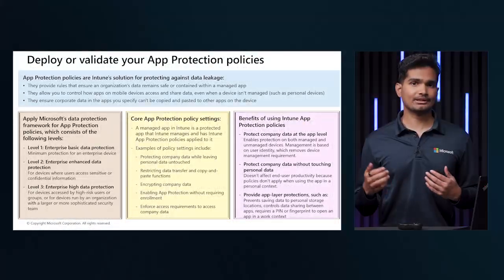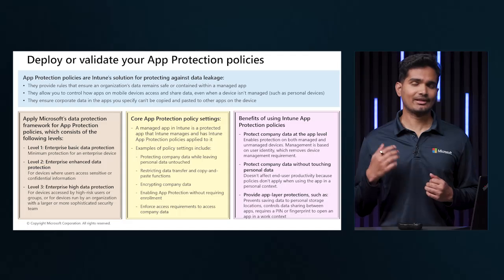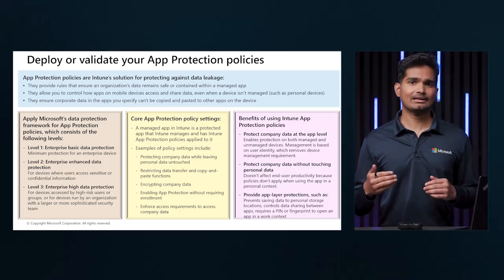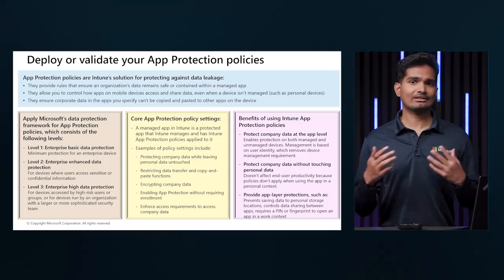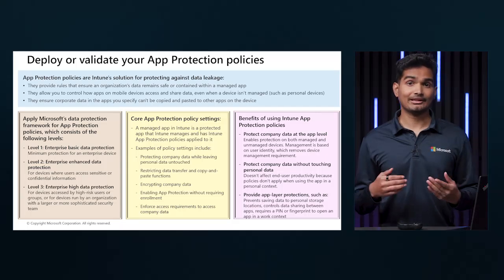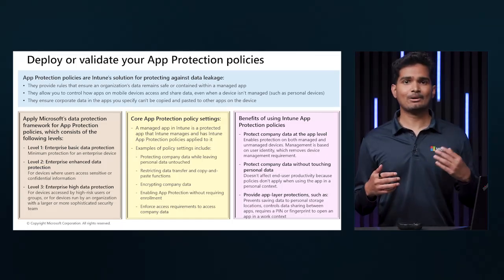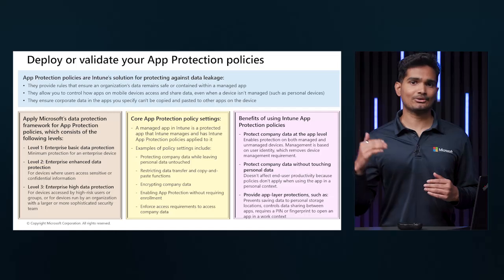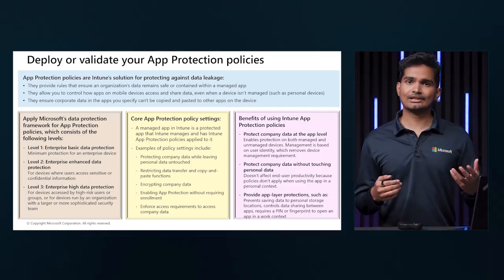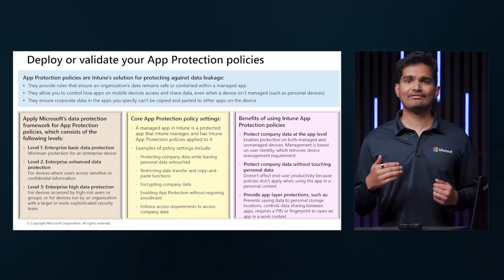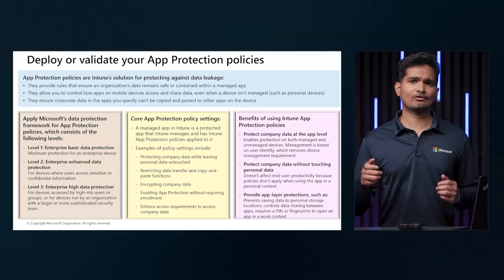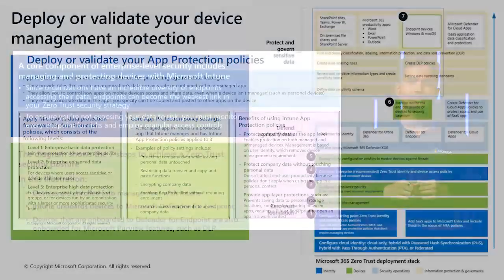Some of the benefits of using Intune app protection policies are that it protects company data at the app level. Protection is applied on user identity, not requiring device management. It protects company data without touching personal data, ensuring end user productivity as policies don't affect personal use. It provides app layer protections, controls data sharing between apps, prevents saving data to personal storage, and requires PIN or fingerprint for work-related app access.